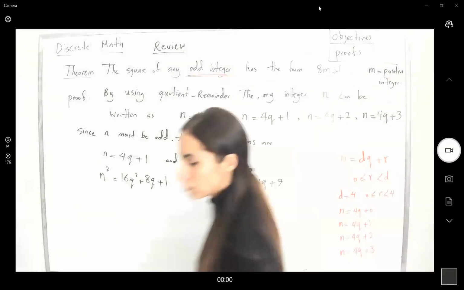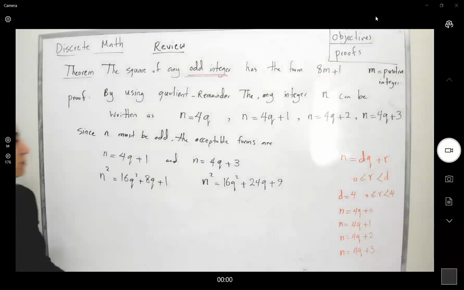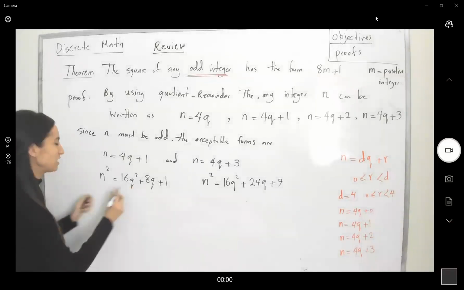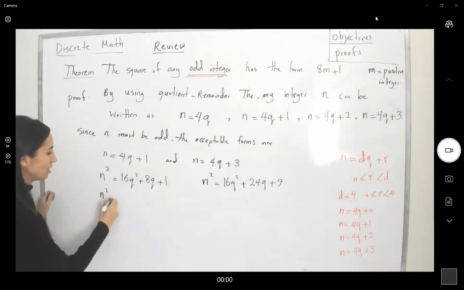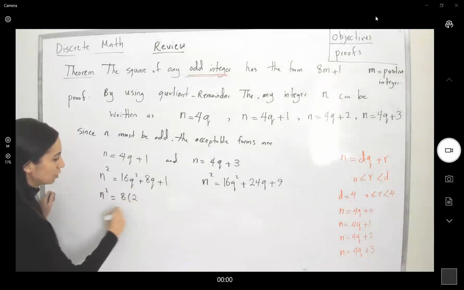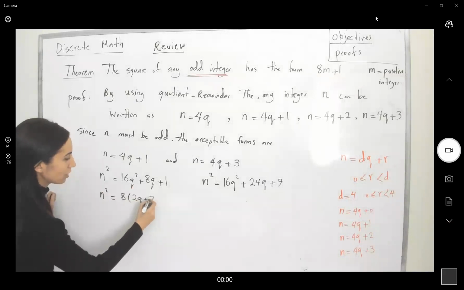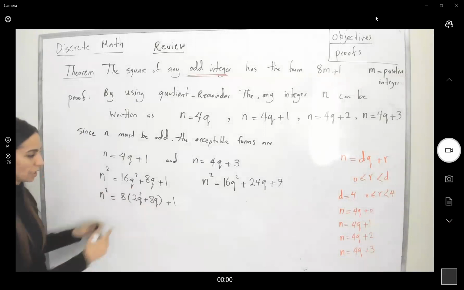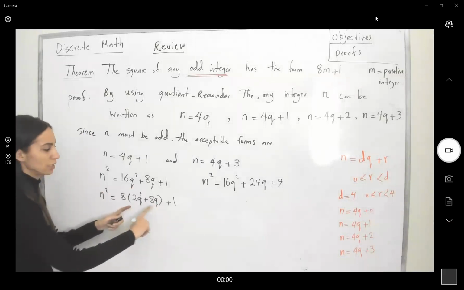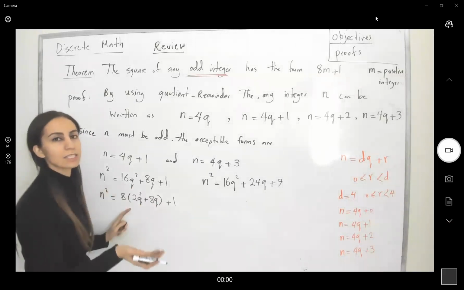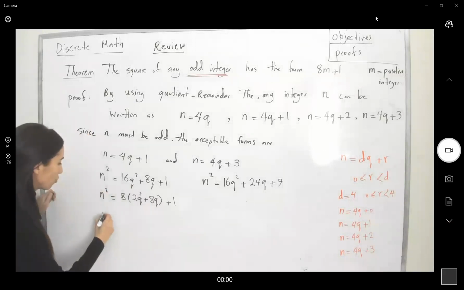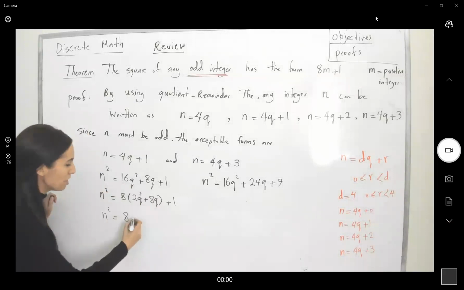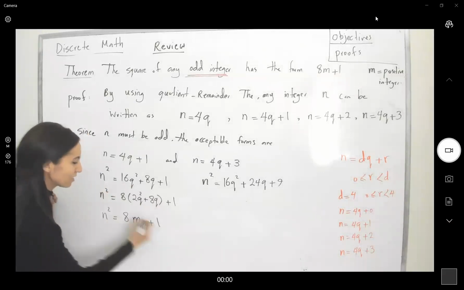Okay. Let's see what we have. Here, if I factor out 8, I get n squared equals 8 times (2q squared plus q) plus 1. This quantity is just an integer. So n squared can be written as 8, I'm just going to call this m, 8m plus 1.